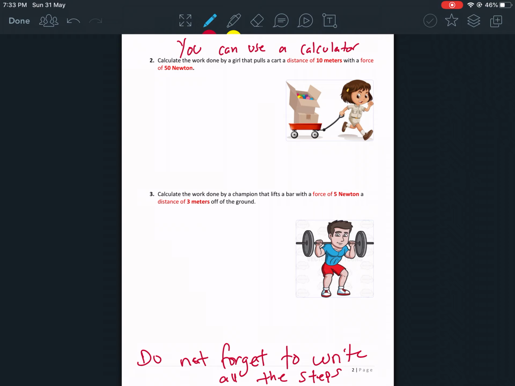If you don't write all the steps, you just give me a number, I will consider it wrong. Okay, good luck, please finish.